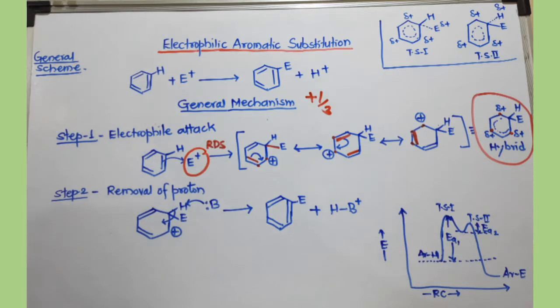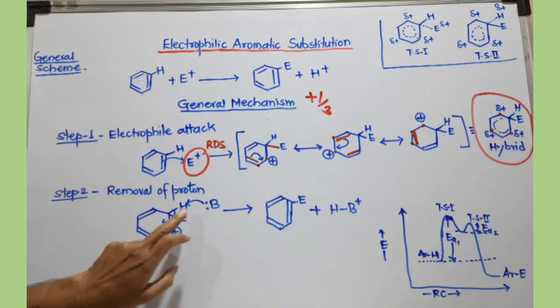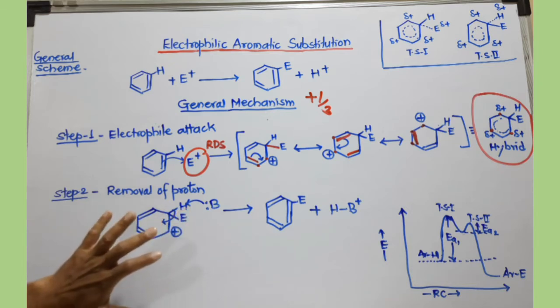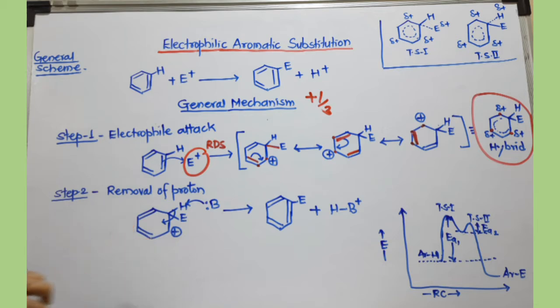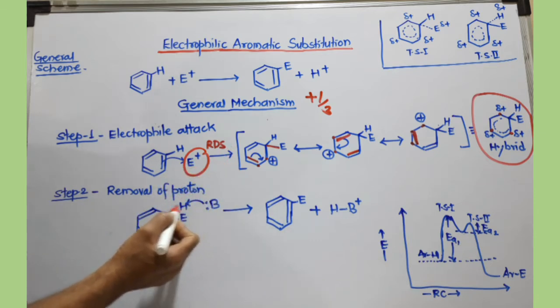Now moving toward the second step, which is very fast. Why? Because anyhow this molecule will try to remove its proton, or will try to remove its electrophile, because it is now ready to have an aromatic center, or it will try to regain its aromaticity. It can be done in two ways. Either it can remove this E or it can remove H.